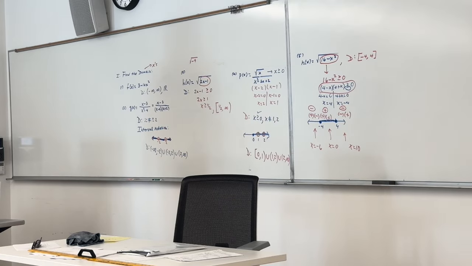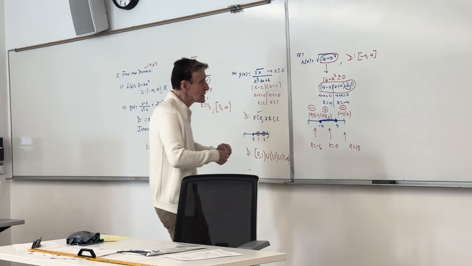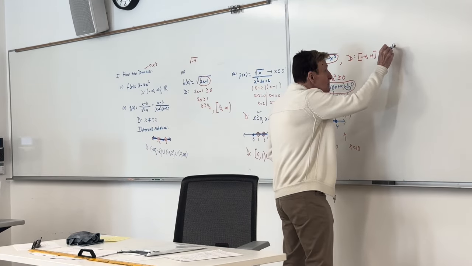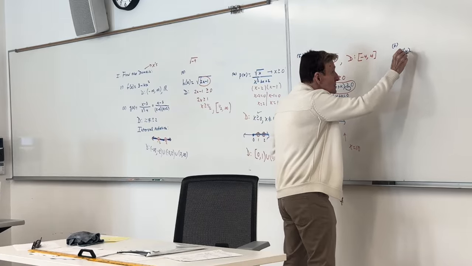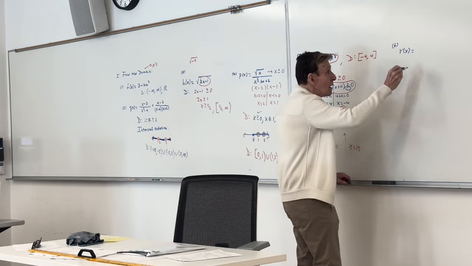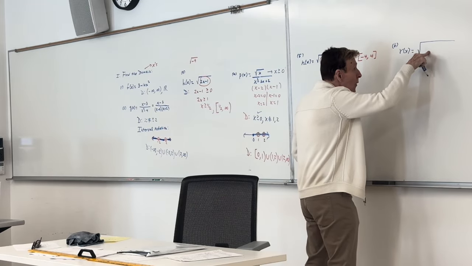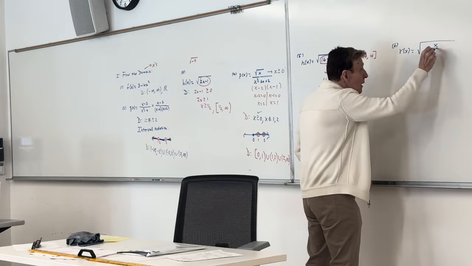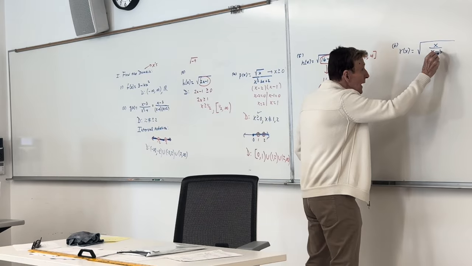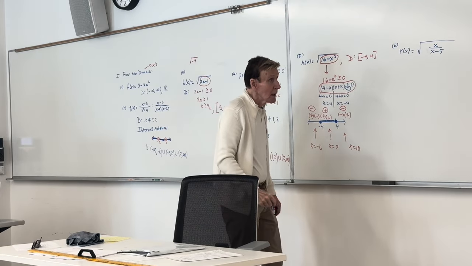Okay. Wow, making sense? Give me the next one. R of x. Okay, hang on one second. Number 6. R of x equals the square root of x over x minus 5. Whoa, whoa, whoa. Like that. And they want the domain.